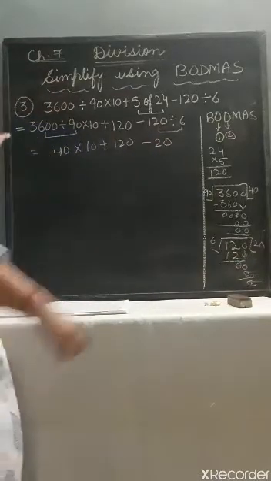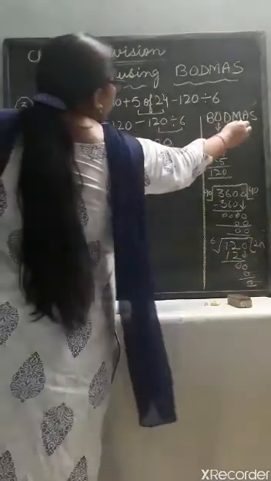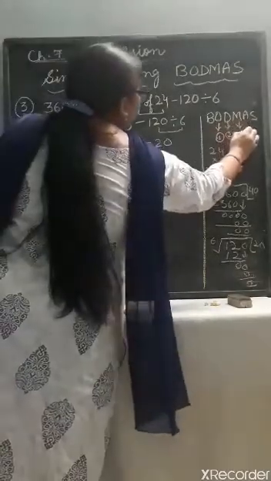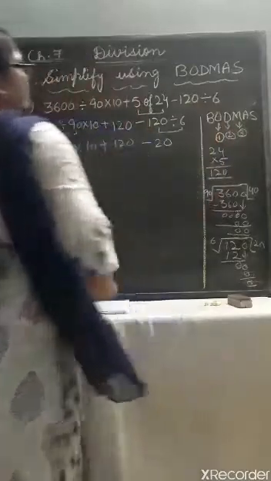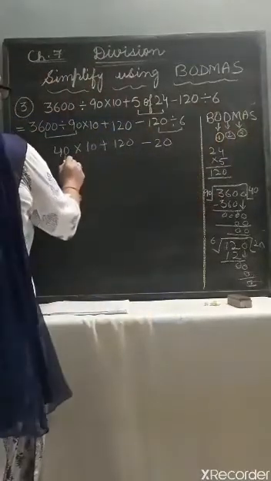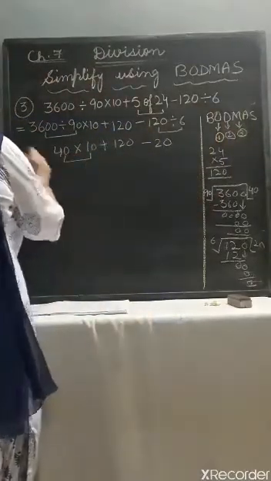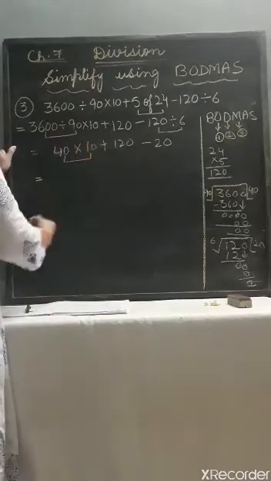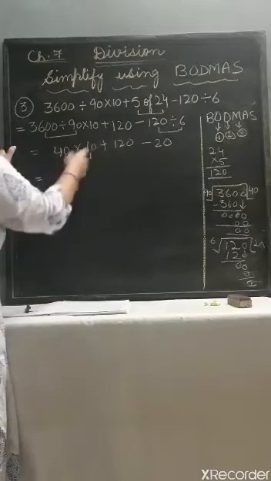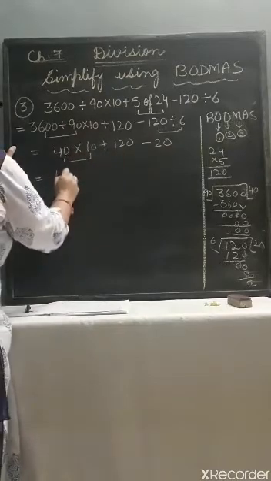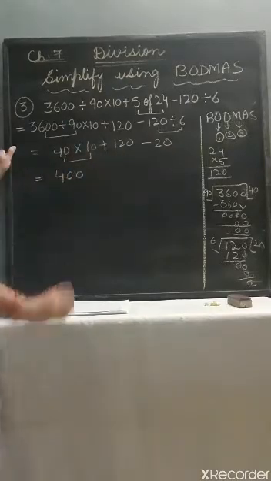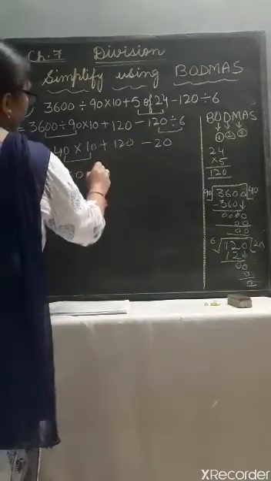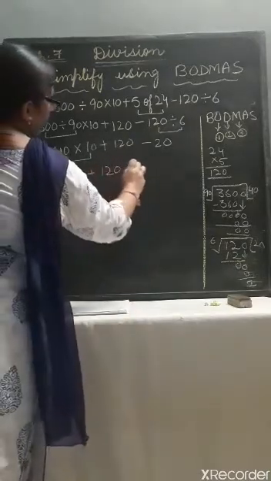Now, after division, we will solve multiply. In third step, we will solve multiply here. 40 multiplied by 10. We can do it orally. 4 ones are 4 and we will write 2 zeros on the right hand side. That is 40 tens are 400 plus 120 minus 20.